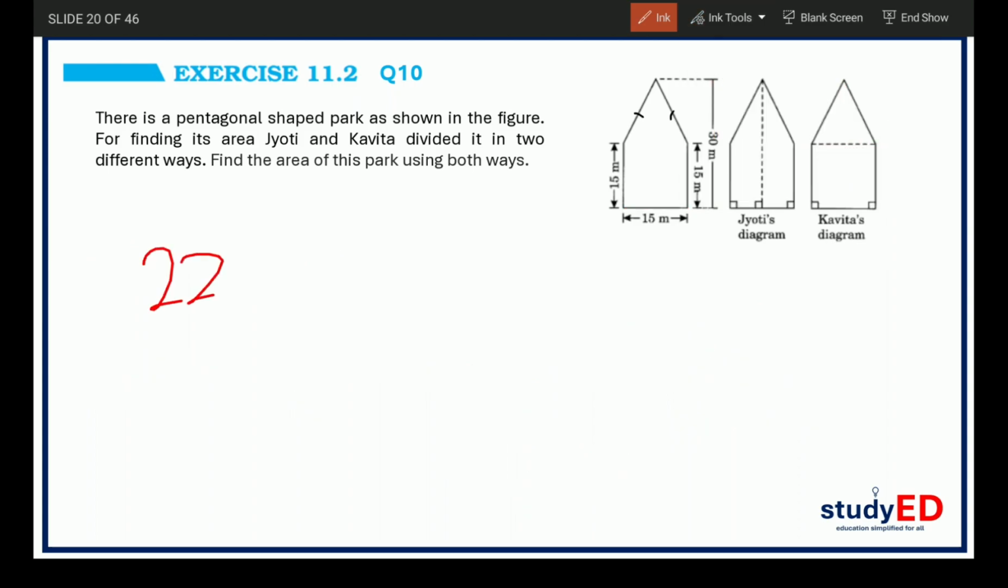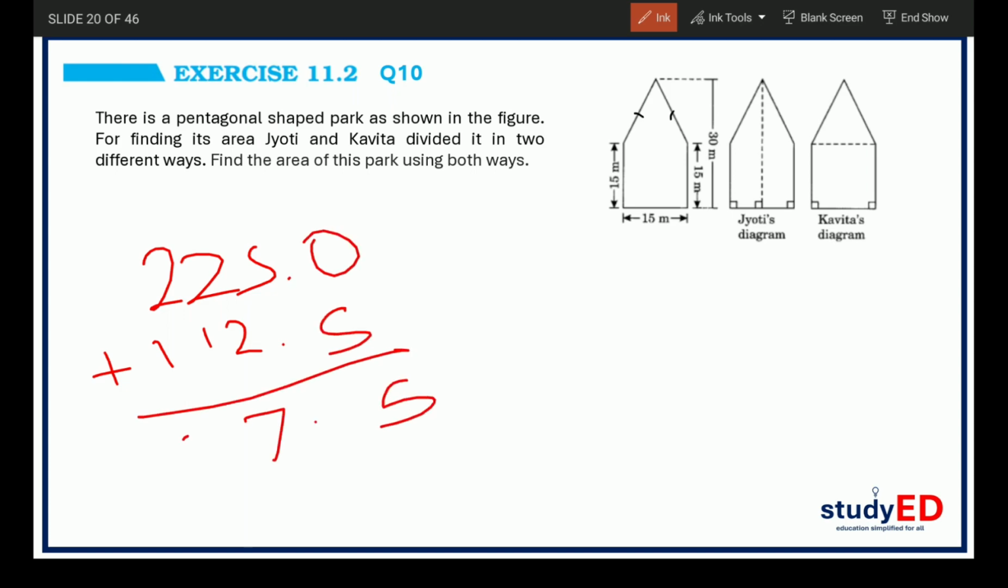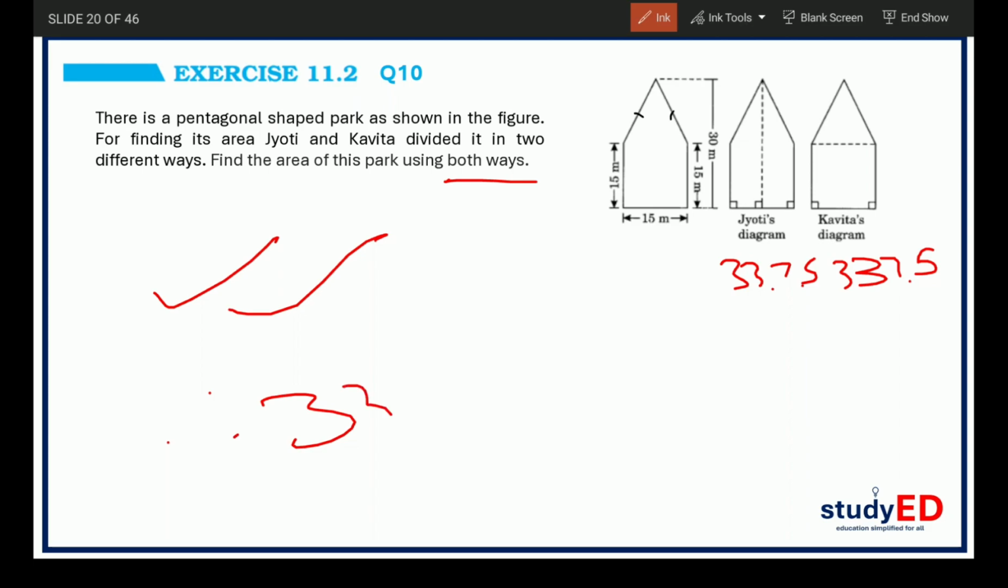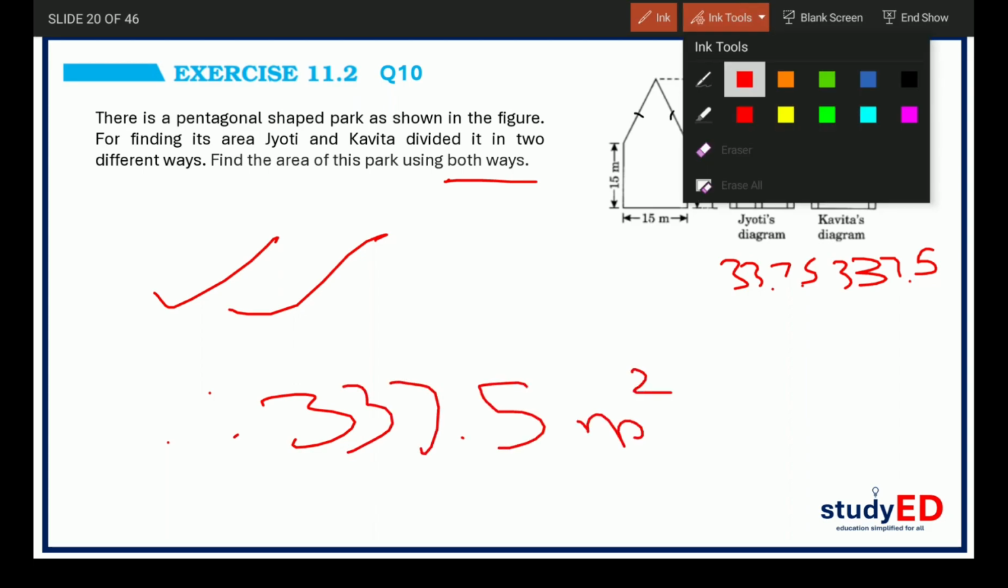Now we had 225, right? Plus 112.5. If we just add it, 337.5. So both Jyoti's diagram and Kavita's diagram give the same answer. Therefore, we find out that using both ways, both the methods are correct, and the total area of the park in both the figures is 337.5 meters square. Hope you guys got this question.